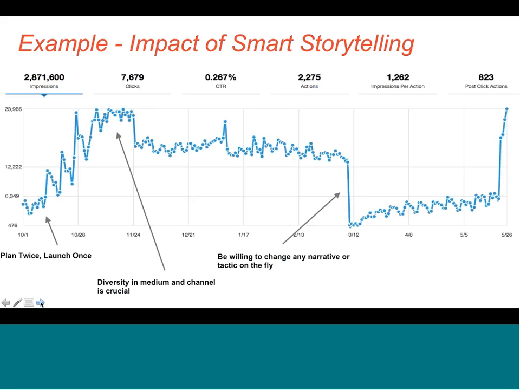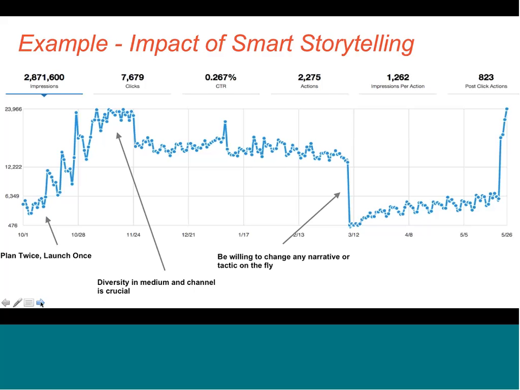The beginning here is plan twice, launch once. This is the planning phase. Things start out a little slow. We're ramping up, seeing how things are working, and then we go into our full launch as we move towards October. The high point in the middle, October into November, is where we diversified our mediums, the different types of ad units and the channels that we were using. So you can see we're reaching a lot of people there, and we're getting a lot of good data.